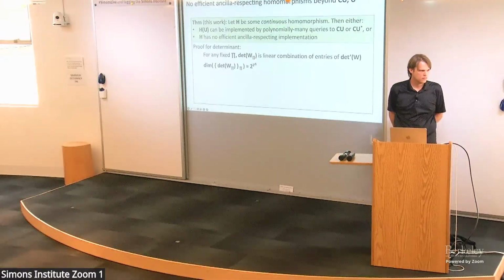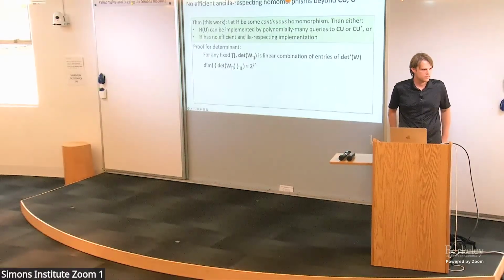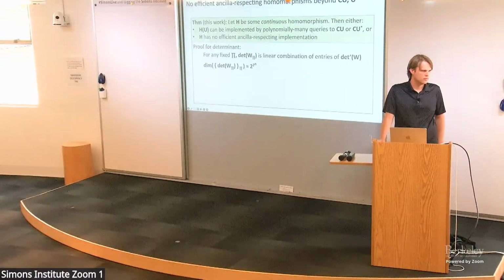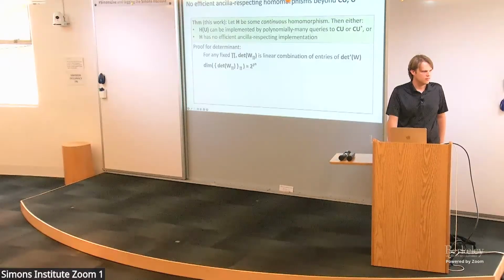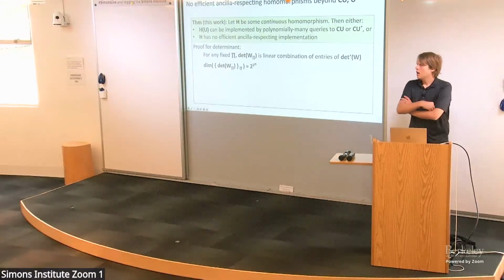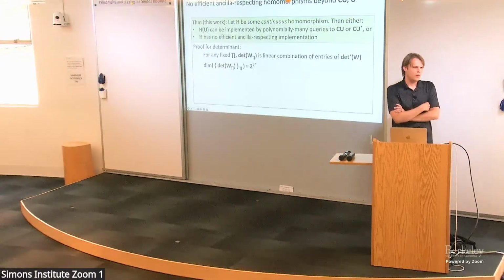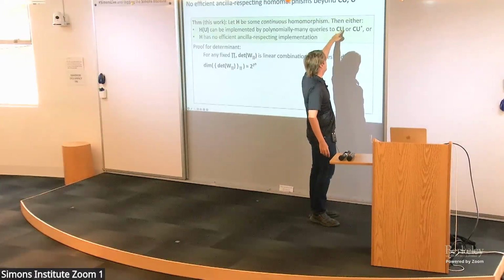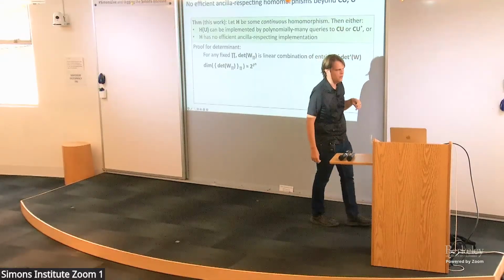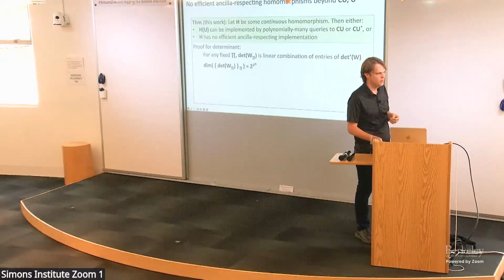So you show that the determinant is not efficiently ancilla respecting. Do you have any other examples that aren't the determinant, that we can compute without ancillas, for a homomorphism that is not efficiently ancilla respecting, or whatever you call it? I mean, for example, I can talk about this tensor product with itself a super polynomial number of times, or something like that. That would be an example. That's kind of trivially inefficient, I guess.